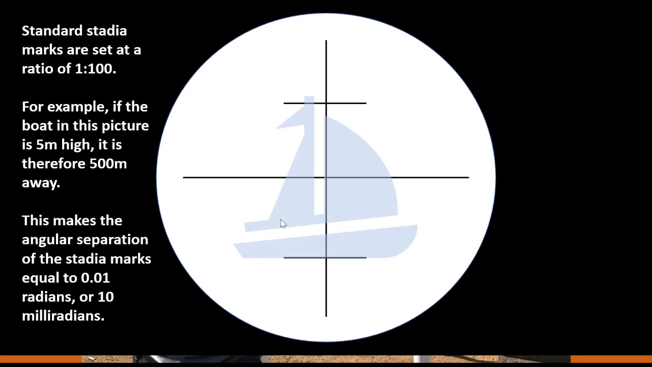So if this particular boat in this picture was 5 metres high, the ratio that the auto level tells you of 1 to 100 will then tell you that it was 500 metres away. And if you do the maths on that, it makes the angular separation of these two stadia marks equal to 0.01 radians, or 10 milliradians in angular size.